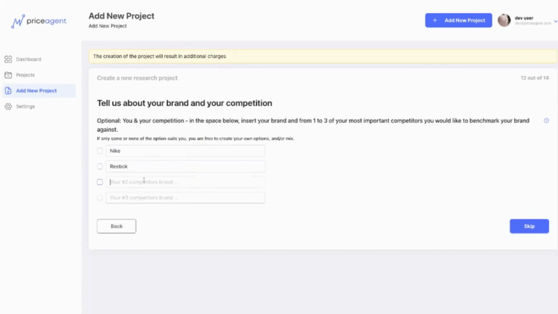And here we can measure the willingness to pay based on whether you're Nike or Adidas. So for example, Nike, Reebok, Adidas, and Puma. So we can measure the willingness to pay for each brand. Do customers want to buy running shoes from Puma? And if so, how much more are they willing to pay rather than Nike? So you can get an insight into your competition's pricing.